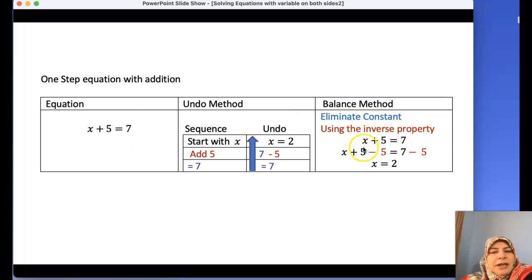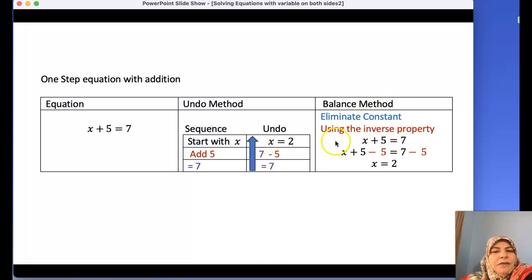So here is my equation, x plus 5 equals 7. To isolate x, I need to get rid of this 5. So I'm going to use the inverse property of addition, which is subtract 5 from both sides. Why subtract 5? Because 5 minus 5 is 0, so I can get x by itself. Again, this is exactly what you used to do in the undo. Look at that. You subtract 5.